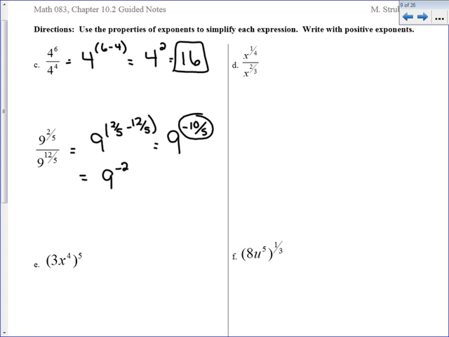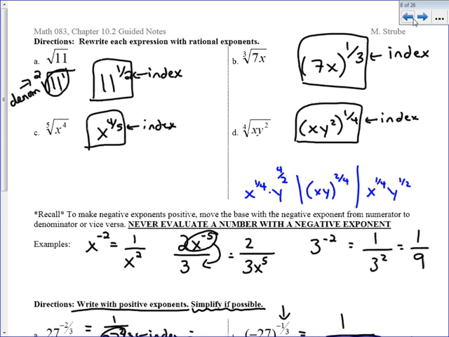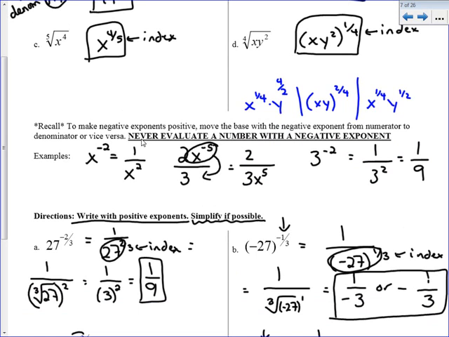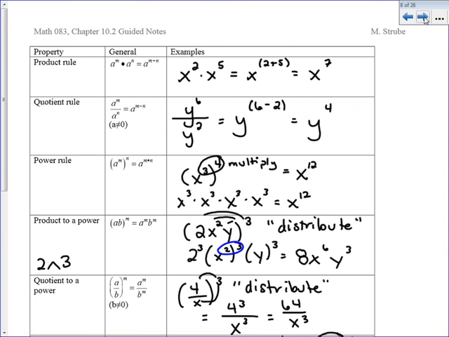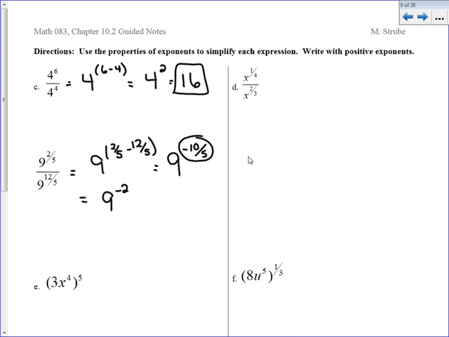So I'm looking at 9 to the negative second power. Go back to our instructions from before. Never evaluate a number with a negative exponent. How do we make negative exponents positive? We're going to do that 1 over.